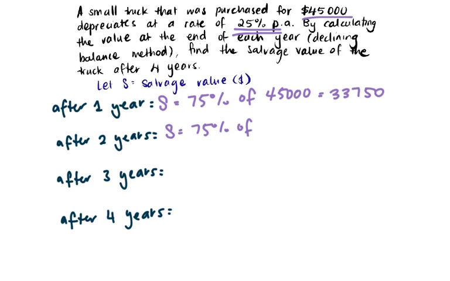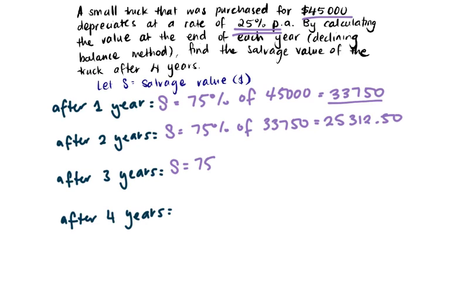After 2 years, we are now going to calculate S equals 75% of not our original amount, because that's just going to give us the same answer, but of the value from the previous year, $33,750. And that will calculate to $25,312.50. So after 2 years, the salvage value is $25,312.50.